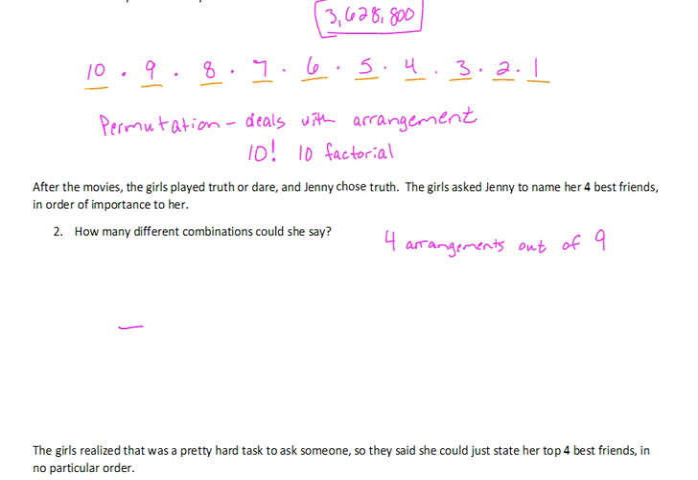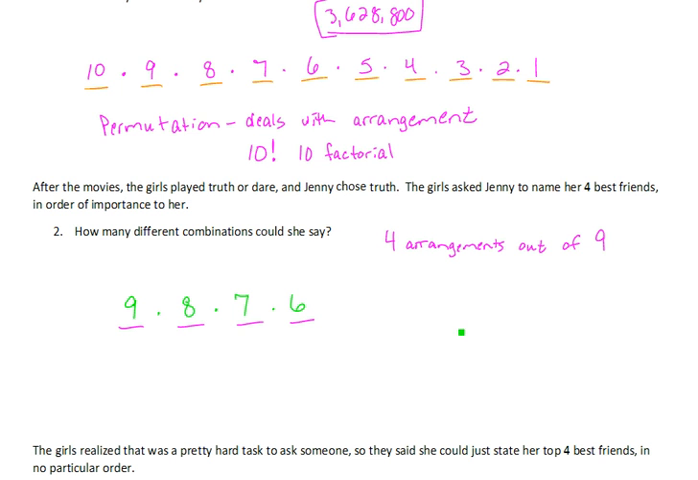Okay, so how many girls could she say for that first one? First off, we are dealing with 4 friends, so there's 4 slots for these friends. How many names could she say for that first one? 9. How many names can she say for the second one? 8, 7, and 6. Okay, this is still called a permutation because we're still dealing with arrangements. The calculator, though, is not going to see this as a factorial because we're not taking 9 factorial. We are stopping at 6 because these are the arrangements that we have.